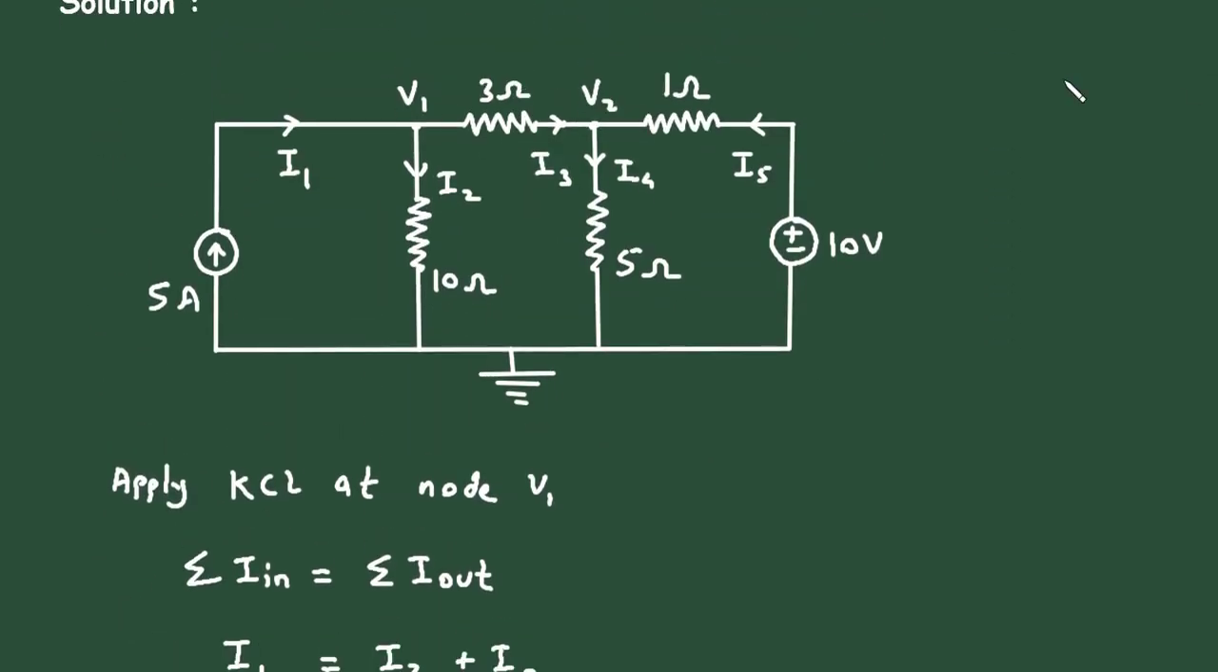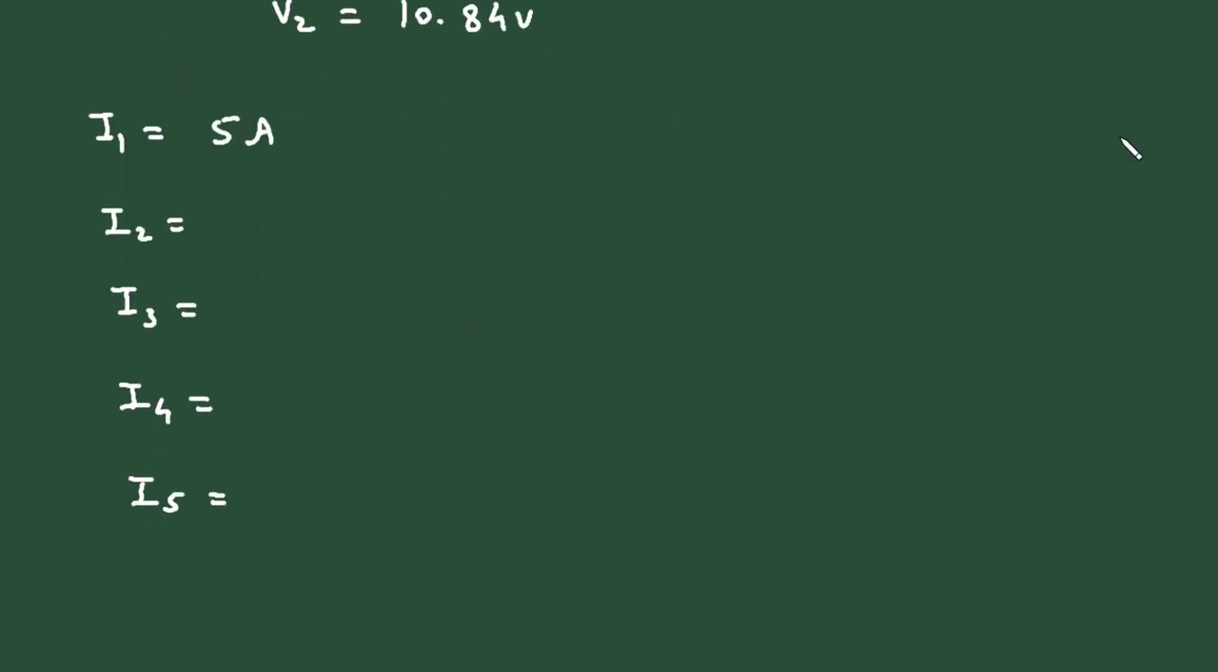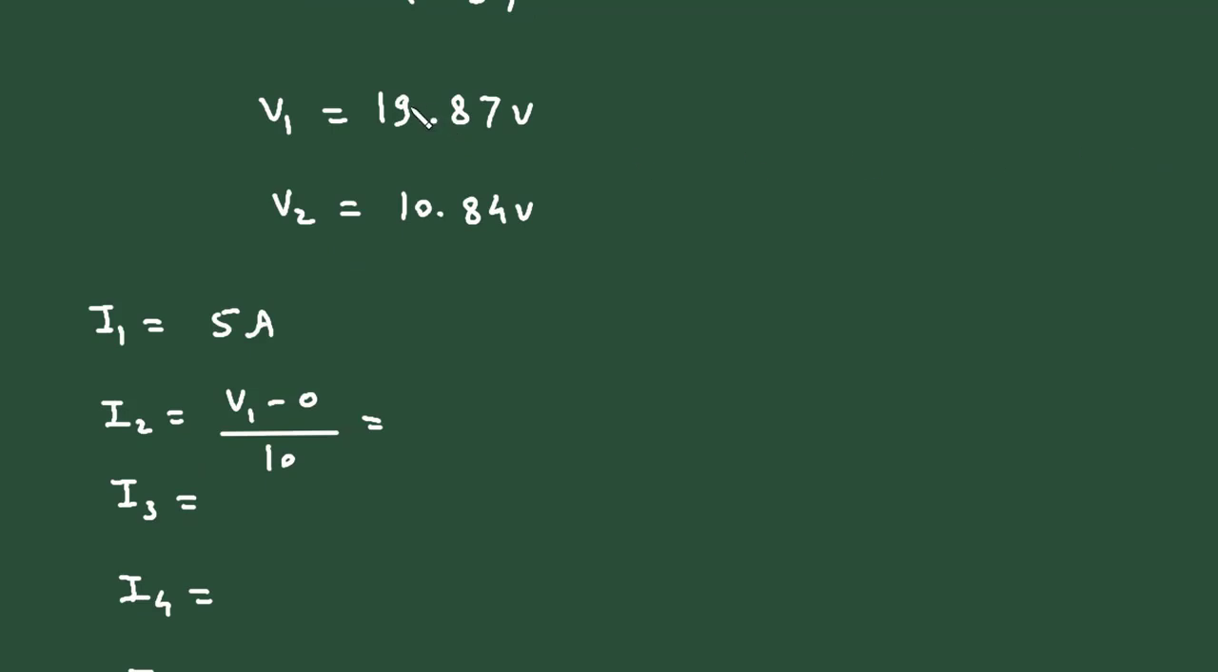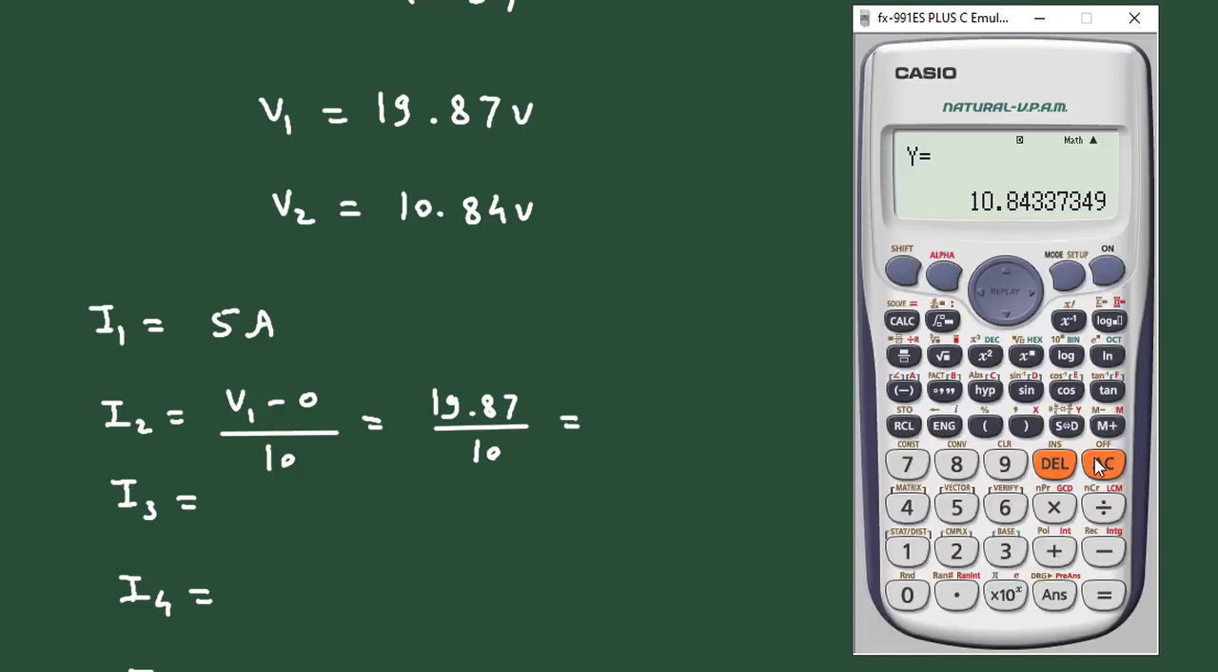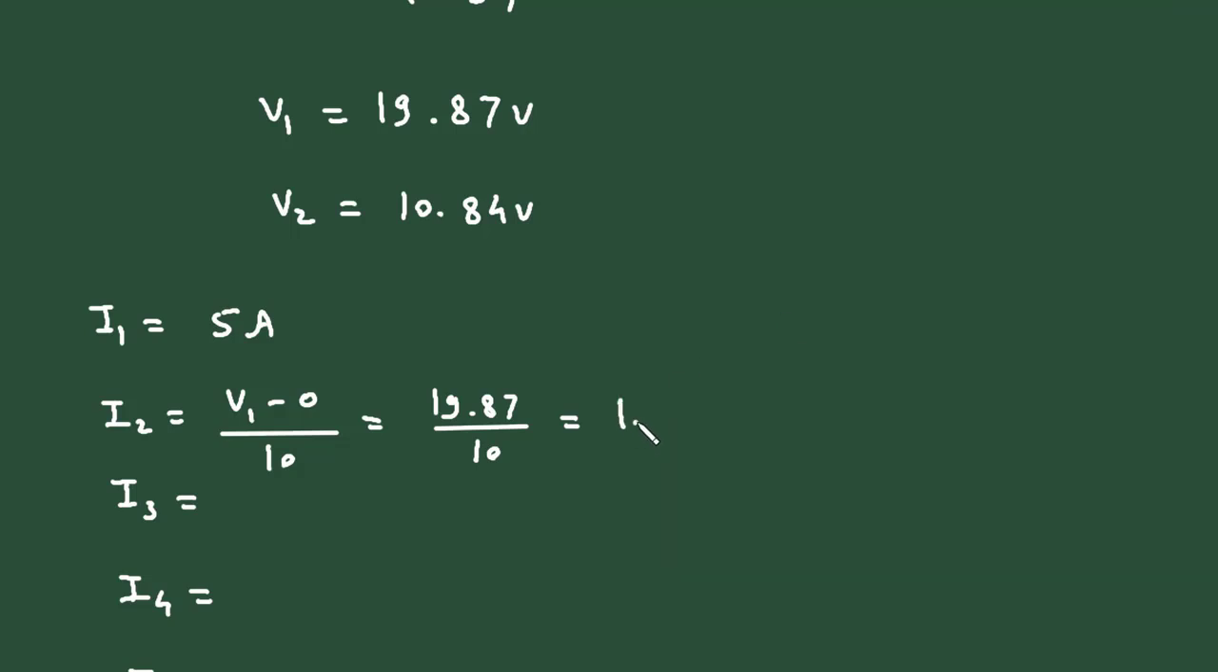Now I2 is V1 minus 0 divided by 10. The value of V1 is 19.87, so 19.87 divided by 10 is 1.987. Then it is current, so its unit will be ampere.